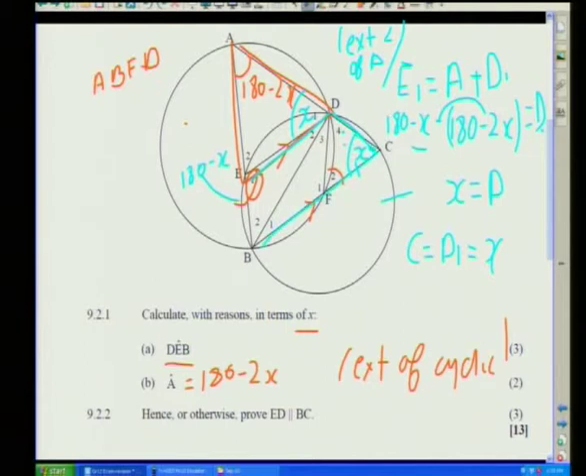Okay, we've got sort of this little F shape going on there. So C is equal to D1. Those two are equal, but those are corresponding angles. Therefore, since these are corresponding angles, we can say therefore ED or DE is parallel to BC. Okay, because those were corresponding angles.